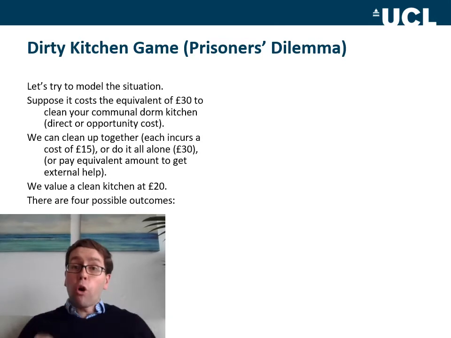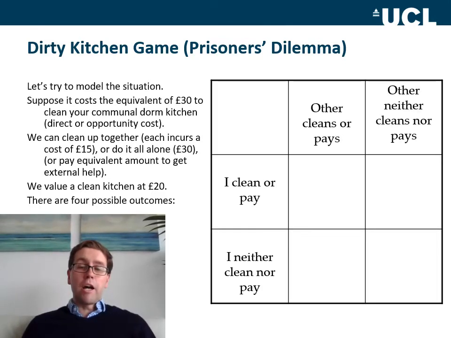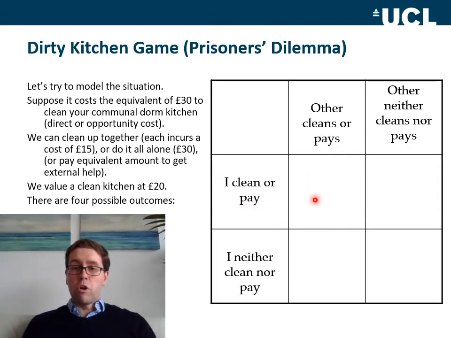But that means that there are four possible outcomes. Either I clean and you help, or I clean and you don't help, or I don't clean and you do it, or I don't clean and you don't clean, right? So in this situation, we do it together. In this situation, I don't do it, but you do it. In this situation, you do it, but I don't do it. And in this situation, neither of us do it. Okay?